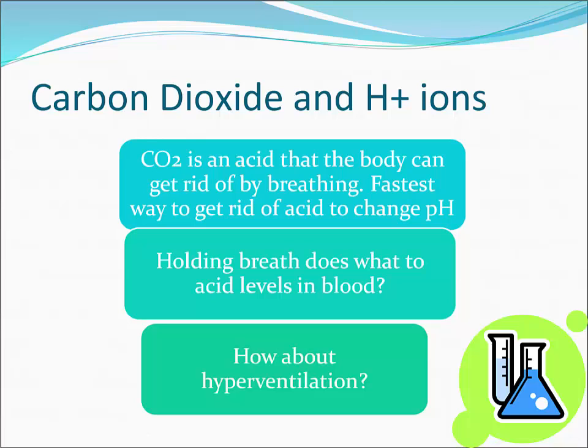Well, if you held your breath and you're not releasing carbon dioxide, your free hydrogen ions would increase in your system, and your pH after a time would actually go down, right? How about hyperventilation? If you were to breathe rapidly and deeply, you would be excreting a lot of carbon dioxide, and you would have less circulating hydrogen ions in your blood. And because of that, your pH would go up.